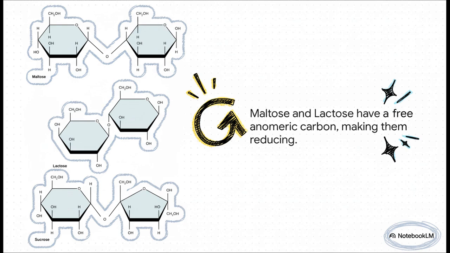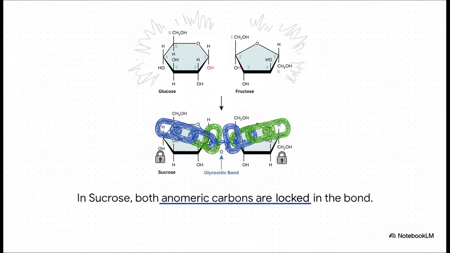And this picture just makes it super clear. Take a look at maltose and lactose here. The glycosidic bond is formed, but see how it leaves one end of the molecule chemically open for business, so to speak? That free anomeric carbon is exactly what makes them reducing sugars. But now look at sucrose. This is a completely different story. Here, the bond forms between the anomeric carbon of glucose and the anomeric carbon of fructose. Both of those key connection points are locked into the bond. There are no free ends, and that is what makes sucrose a non-reducing sugar.